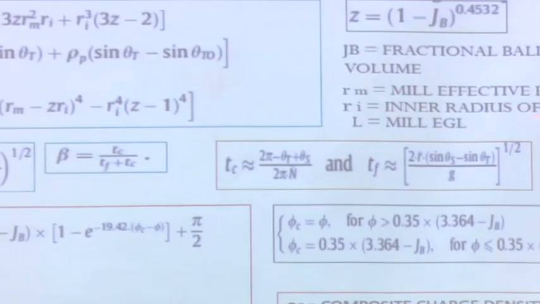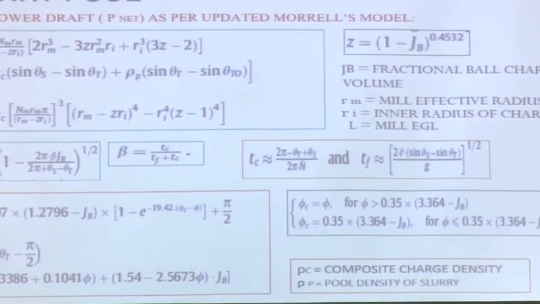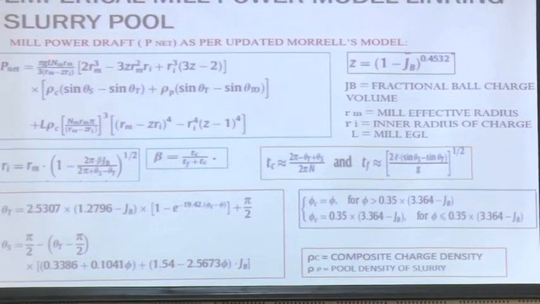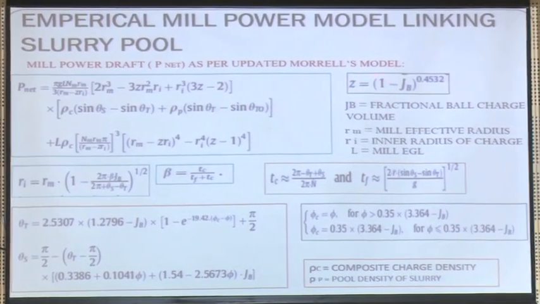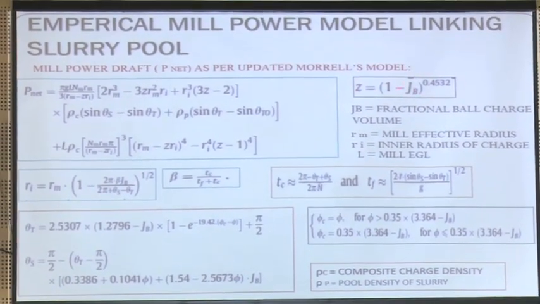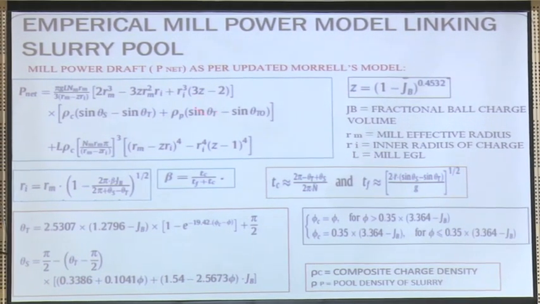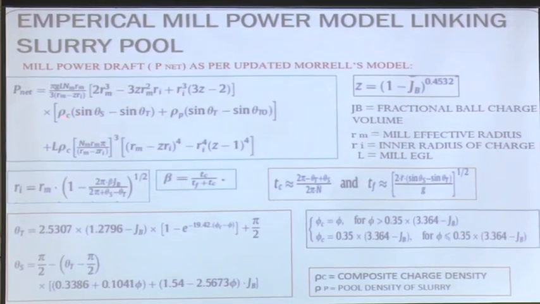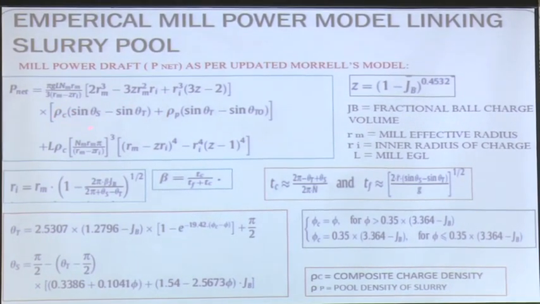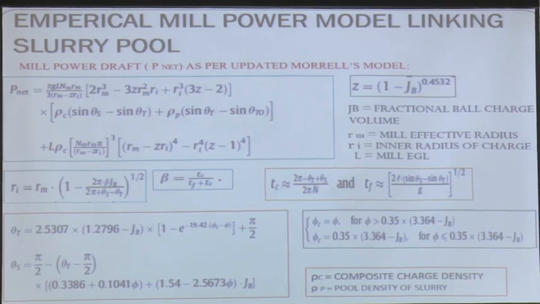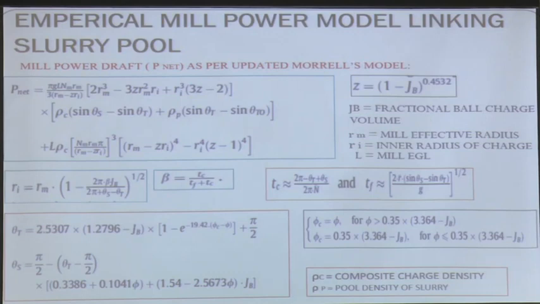So RM is the mill effective radius, RI is the inner radius, L is the mill EGL, everything is defined now. Z is a parameter, and its value is this. This parameter has been used in the semi-empirical model. Now the beauty of this model is this: people normally talk of this area, which is only the charge, shoulder and toe, but this model is talking about toe and pool as well.